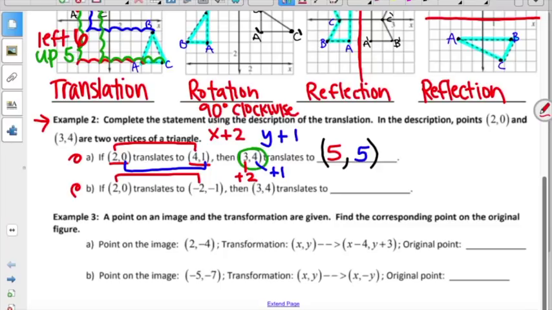And then we look at our y's. We have 0 and -1. To get from 0 to -1, we're going to subtract again, this time only 1. So that's our rule that we're going to apply to our 3, 4. So 3 minus 4 is -1, and 4 minus 1 is 3. So 3, 4 in this case would translate to -1, 3.